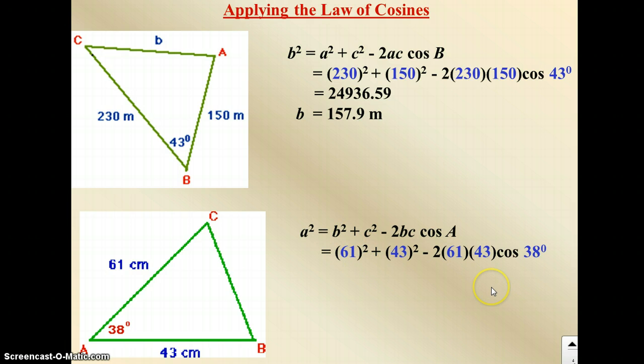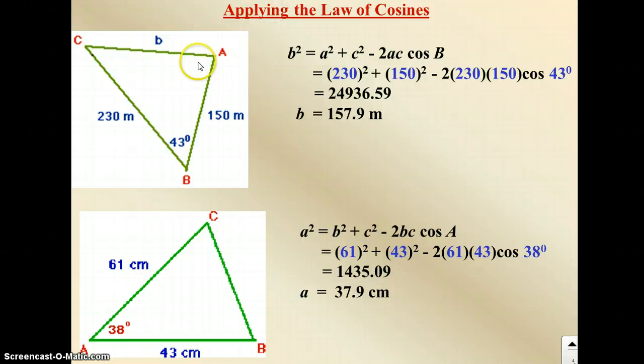Work out the right side of this equation, about 1,435.09. Again, that wouldn't make sense in this triangle, but that's the value for a squared. So to find little a, I must take the square root of both sides. So a is approximately 37.9 centimeters. All right.